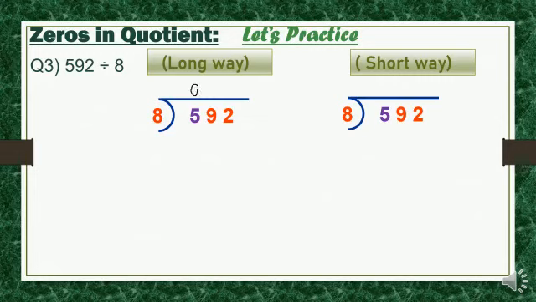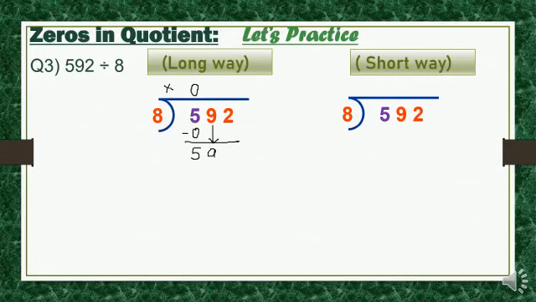Okay. Then the next step is to multiply. So we will multiply 8 times 0, which will give us 0, right? Then the next step is to subtract. 5 minus 0 is 5. Correct, my children? Now after that we will check, is this 5 smaller than the divisor? Yes, it is smaller than the divisor. Then we will move ahead and bring down the next number, that is the 9.